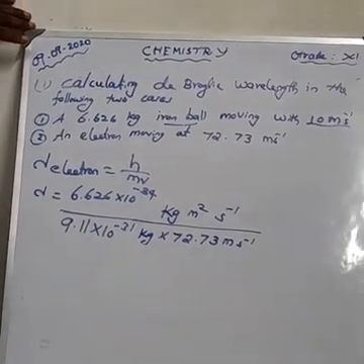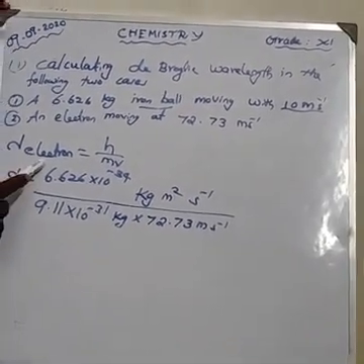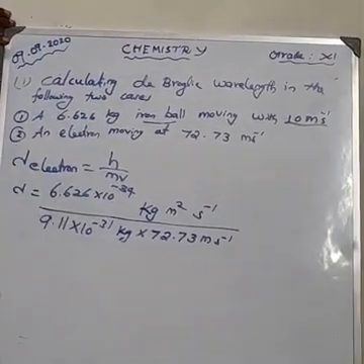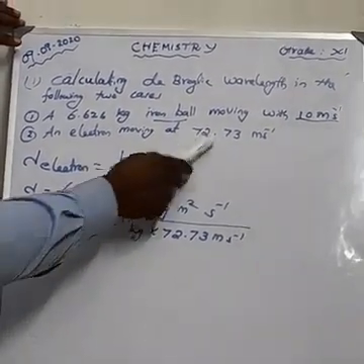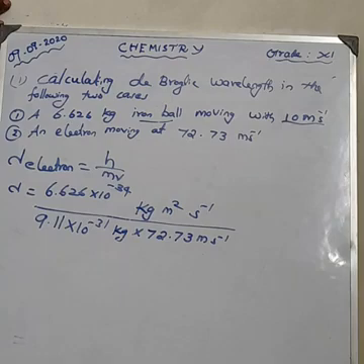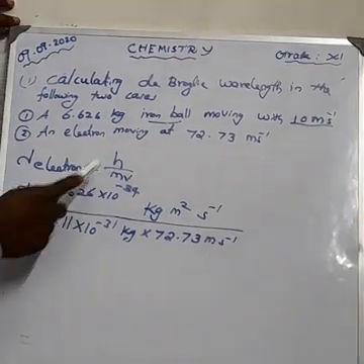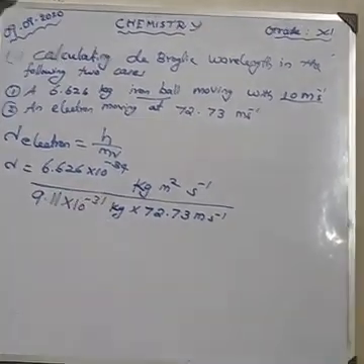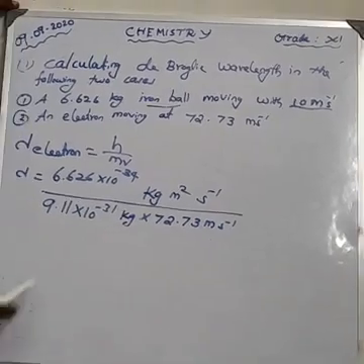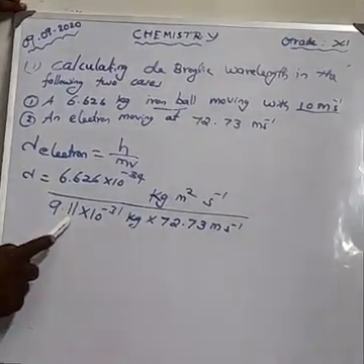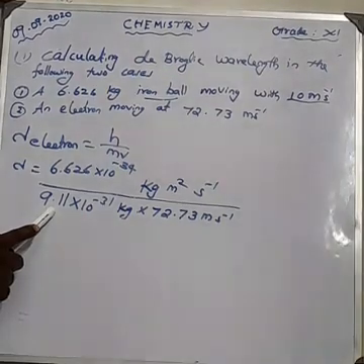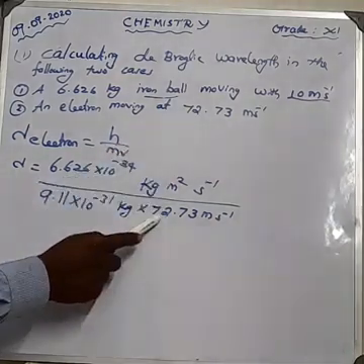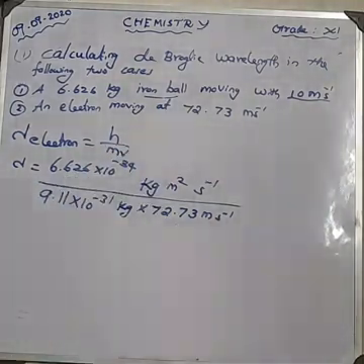Second step, we are going to calculate for an electron moving at 72.73 meter per second. Already I told you the formula. Lambda for an electron is equal to h by mv. H is the Planck's constant, m is the mass of an electron, and v is the velocity, already given in the data. Lambda is equal to 6.626 into 10 to the power minus 34 kilogram meter square second inverse, divided by the mass of an electron, 9.11 into 10 raised to minus 31 kilogram, into the velocity, 72.73 meter per second.